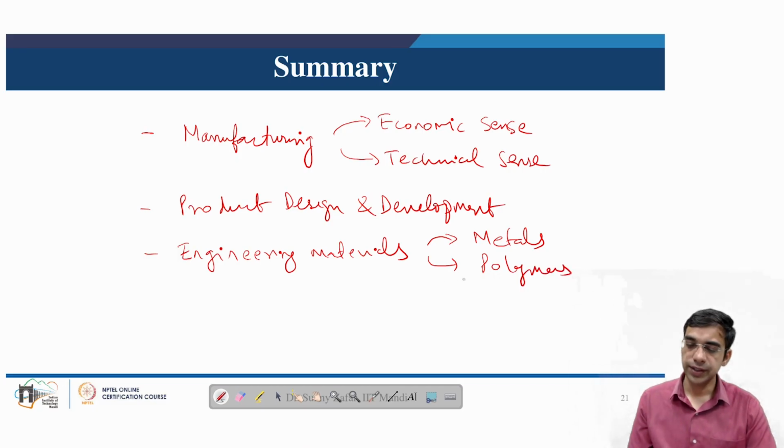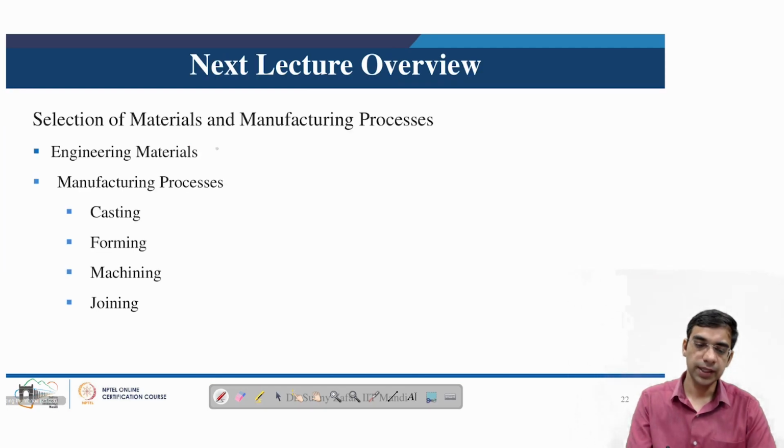The next set of engineering materials we will cover in the next lecture. In the next lecture, we will cover the remaining engineering materials, which include ceramics. Then we will come to a detailed discussion about the manufacturing processes in general, after which we will move to the specific products in this course, starting with the gas turbine.